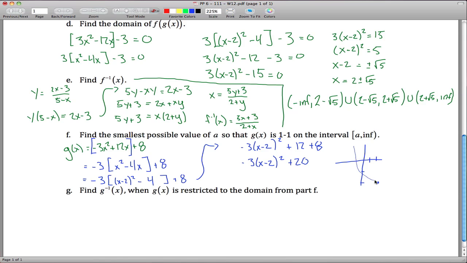And so we got this parabola. Who knows what it looks like? But if we restrict the domain to everything to the right of 2 here, this function becomes 1 to 1. So what we got is that a equals 2.